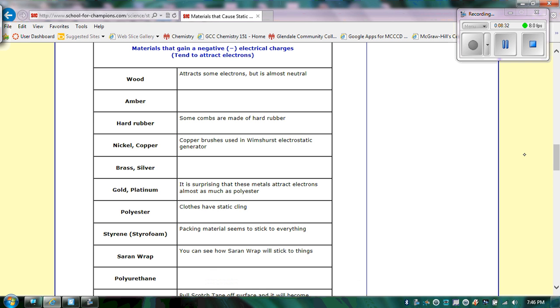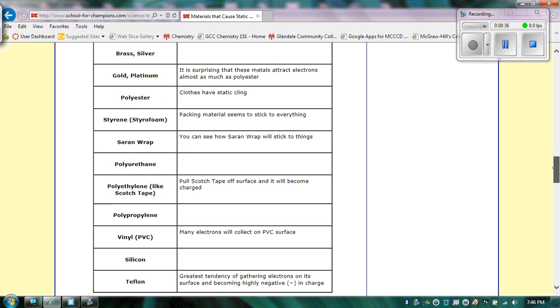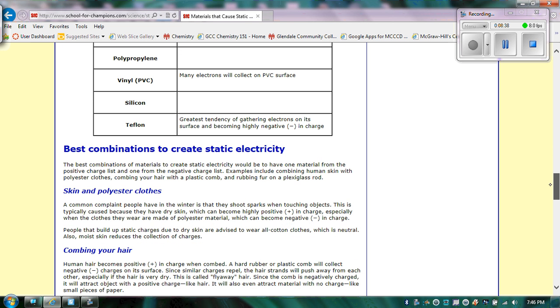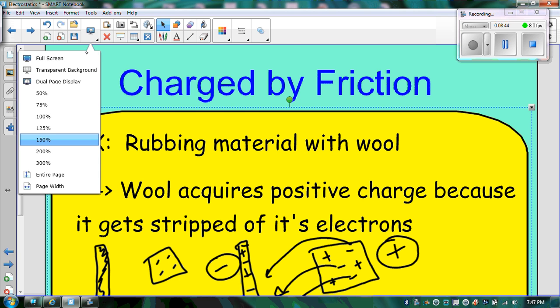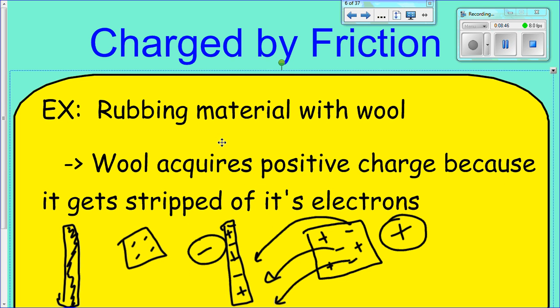And so you can read through there. You can see some examples there of materials that are going to gain a negative charge. But that's just to show you some examples. But the idea here is we want to get that charging by friction is 2 materials being rubbed together, and the electrons are stripped from one and therefore put on the other one through that contact.